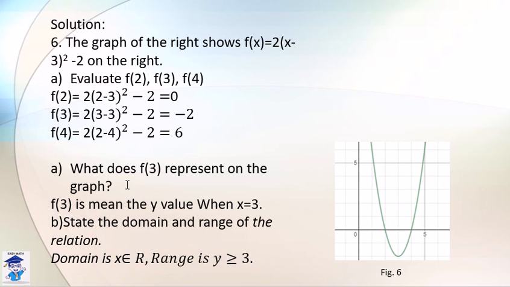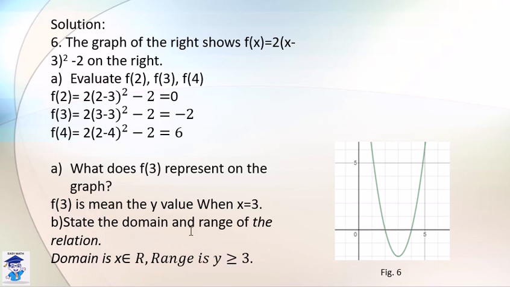And next question, what does f(3) represent on the graph? For this graph, when x is 3 here, and the intersection of the graph is here, the 3 and negative 2, right? So that means it is the minimum point here.